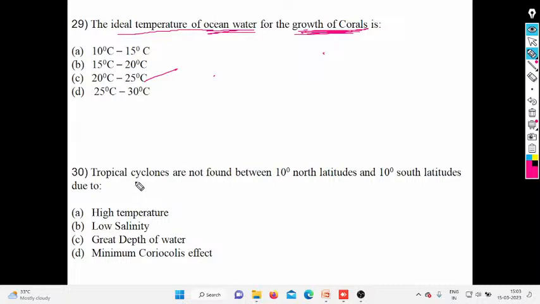We'll discuss next. The tropical cyclones are not found between 10 degree north latitude and 10 degree south latitude, particularly due to high temperature, low salinity, great depth of water, minimum Coriolis force. Answer is your D.